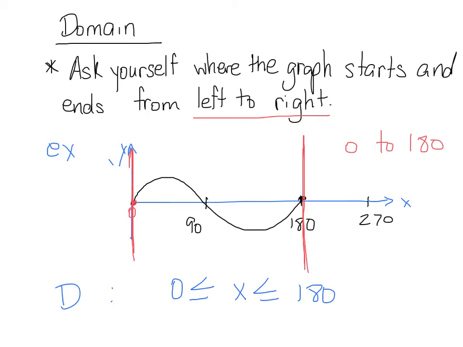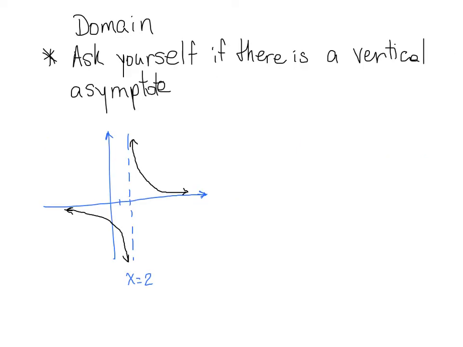It can get a little bit fishier, so I'll show you a couple more examples. Another question to ask yourself is, is there a vertical asymptote? Do you know what a vertical asymptote is? A vertical asymptote is a line, in this case at x equals 2, that the graph approaches, gets infinitely close to, but does not touch.